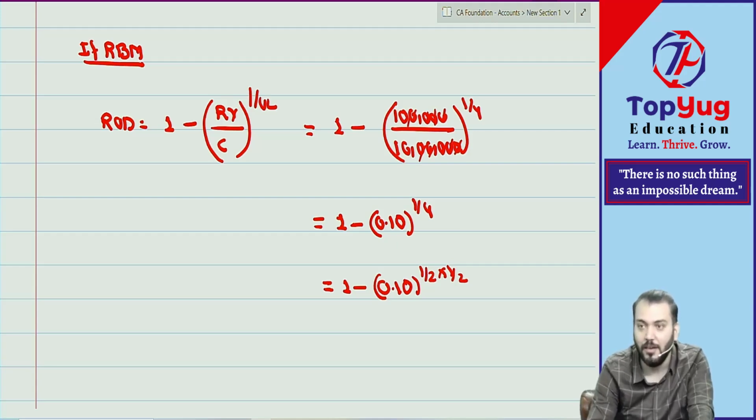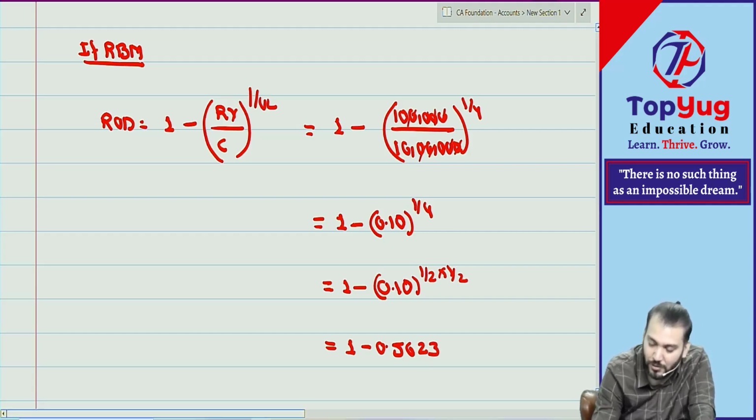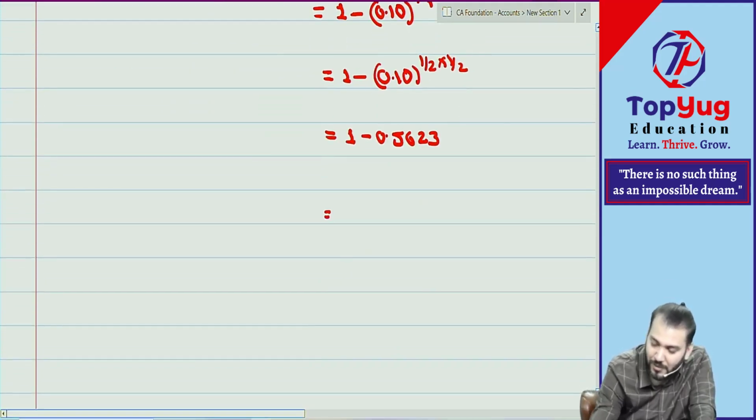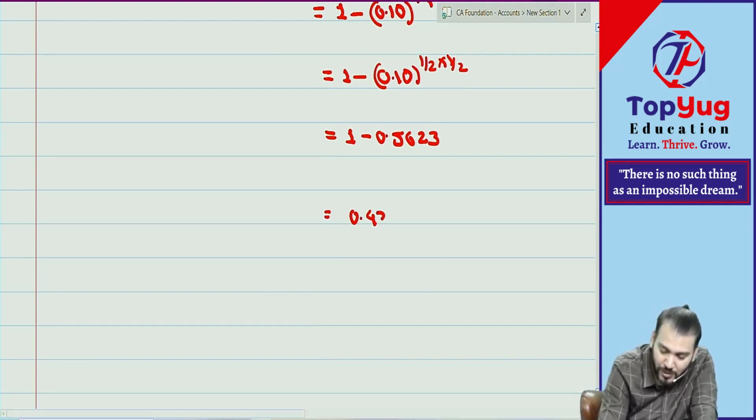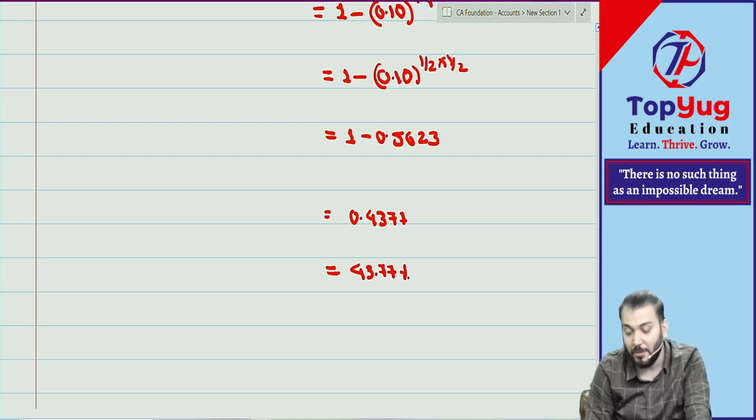हो गया. अरे बोलना रे. What is it coming? 1 minus 0.5623. So this becomes how much? 1 minus, tell me, 0.4377. In percentage, if you want to calculate, this is 43.77%. Oh, 43.77% is the rate of depreciation.